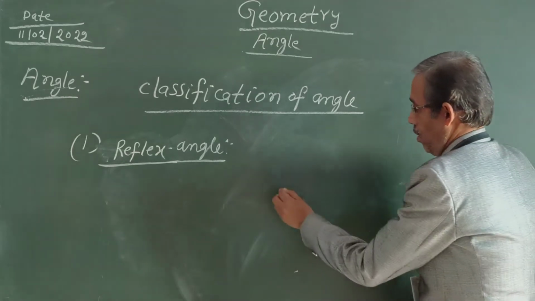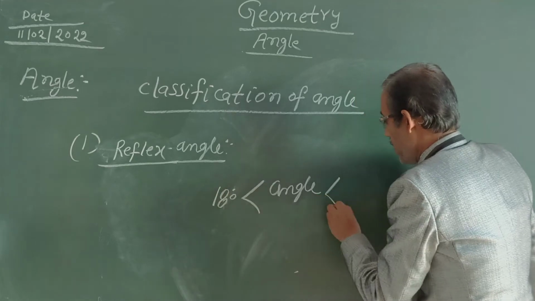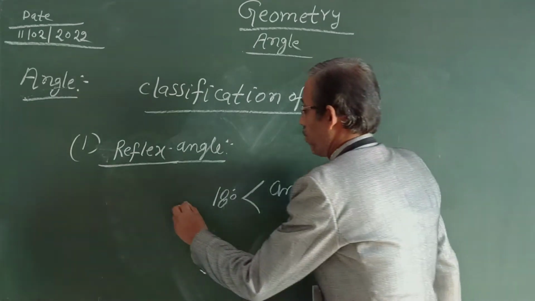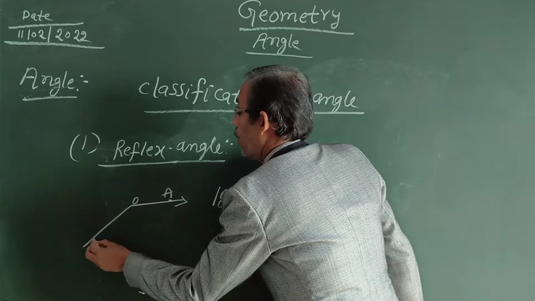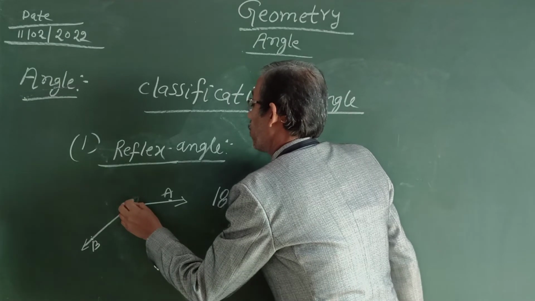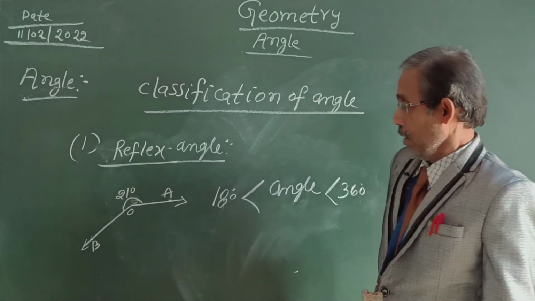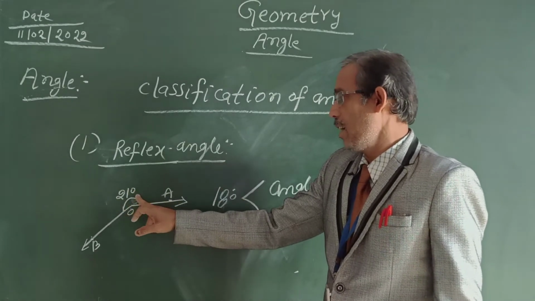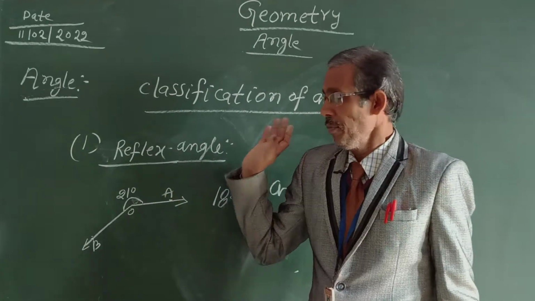Now, reflex angle. An angle whose measure is greater than 180 degrees but less than 360 degrees is called a reflex angle. From the figure, angle AOB is equal to 270 degrees. It is called a reflex angle because it is greater than 180 degrees but less than 360 degrees.